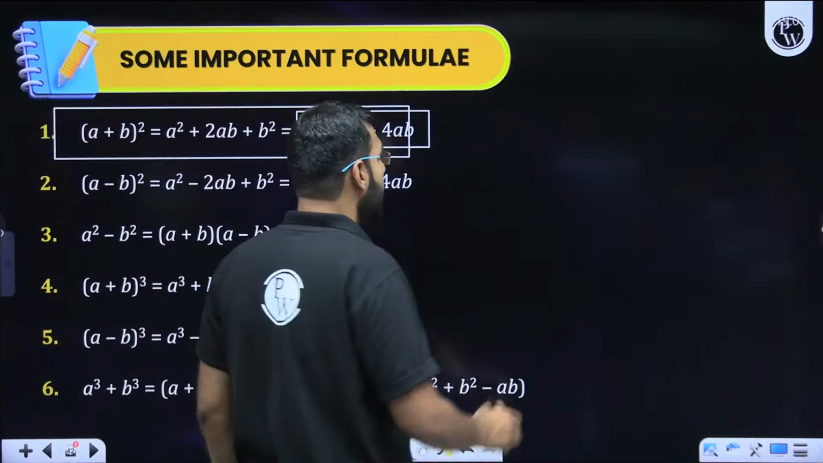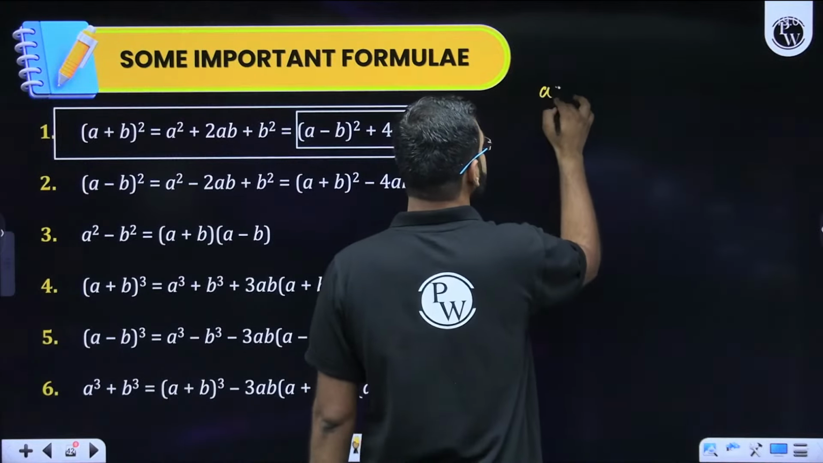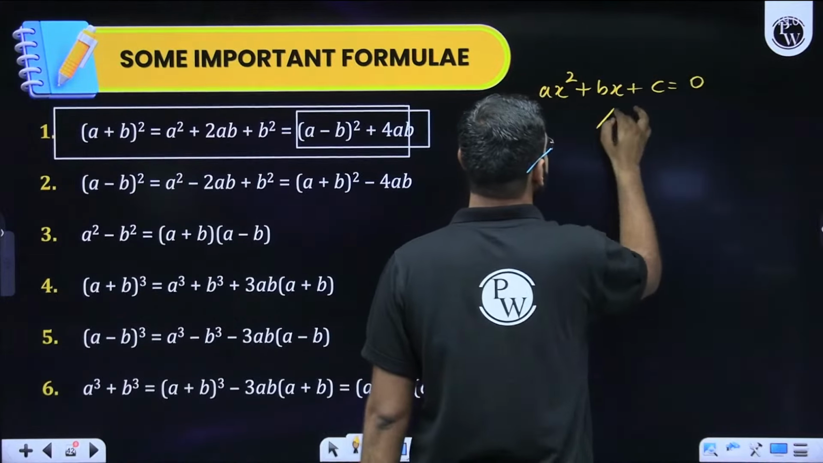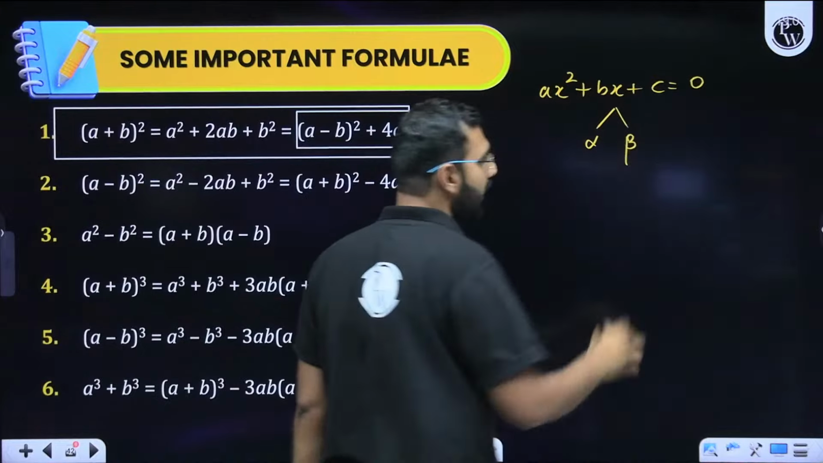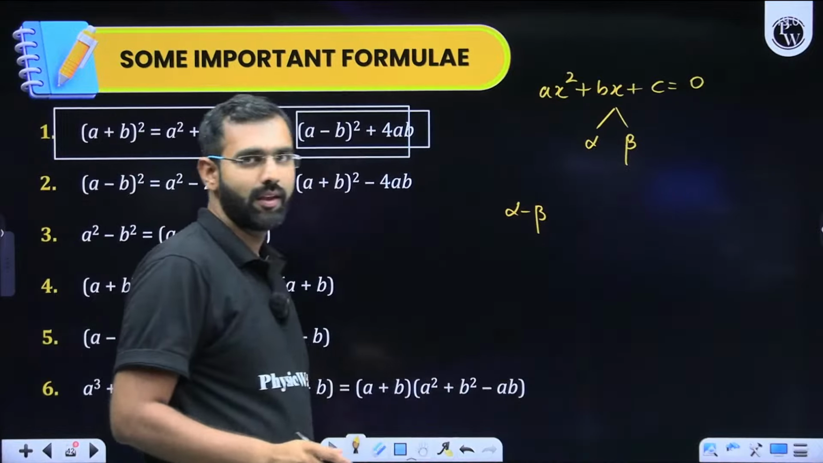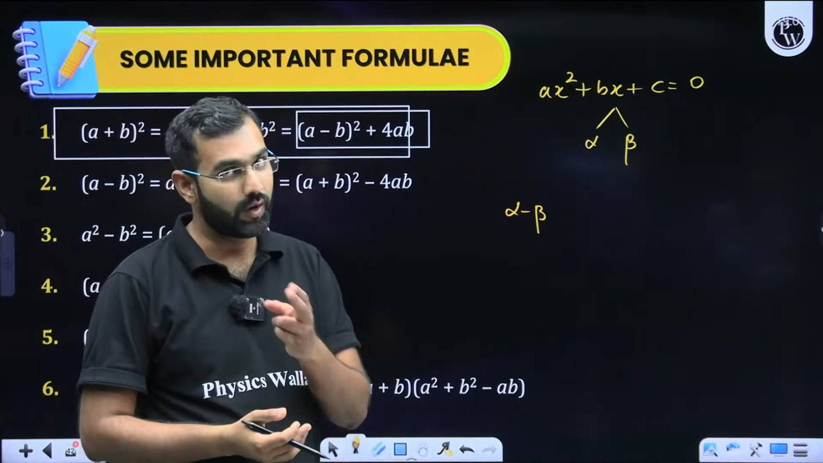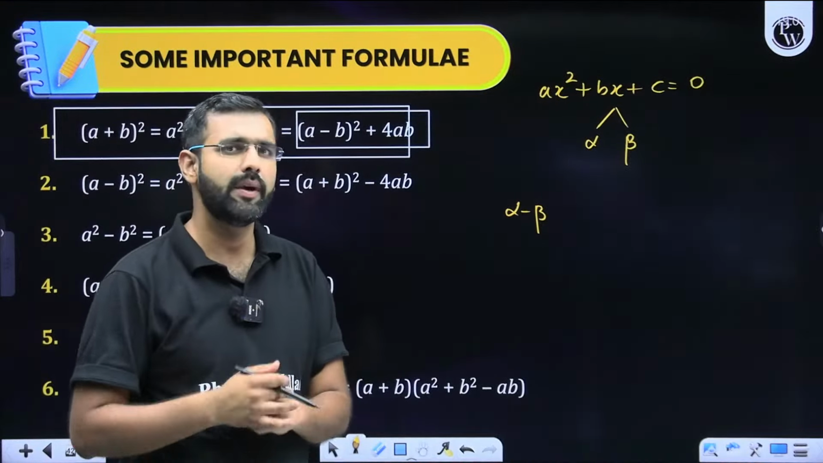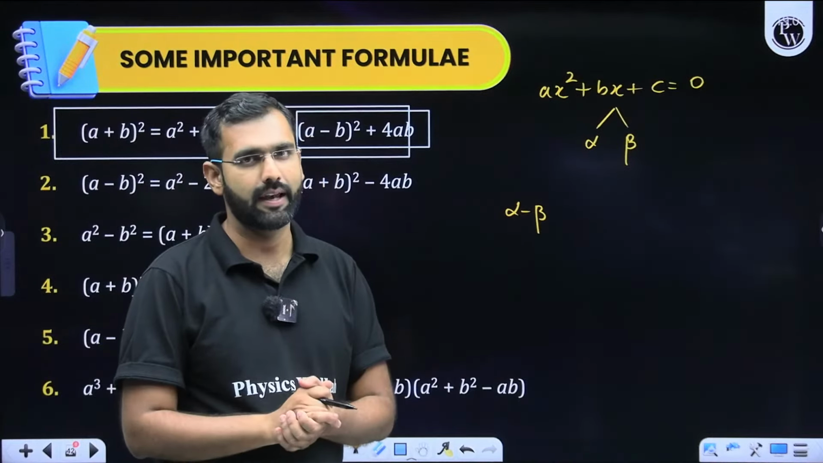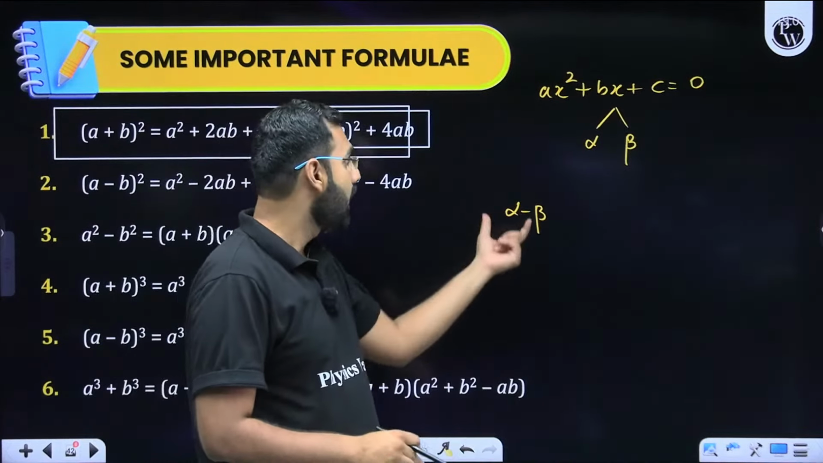I hope you remember, let's say I am given a quadratic ax square plus bx plus c equals 0, which has roots alpha and beta. And I am asked to figure out the difference between the roots. So difference between the roots means what? Alpha minus beta. Sir, how can we figure it out? We know alpha plus beta, we know alpha beta. Can somebody write the expression for alpha minus beta in the comment box? I'll be really happy and glad if you could tell me, how do we write alpha minus beta?